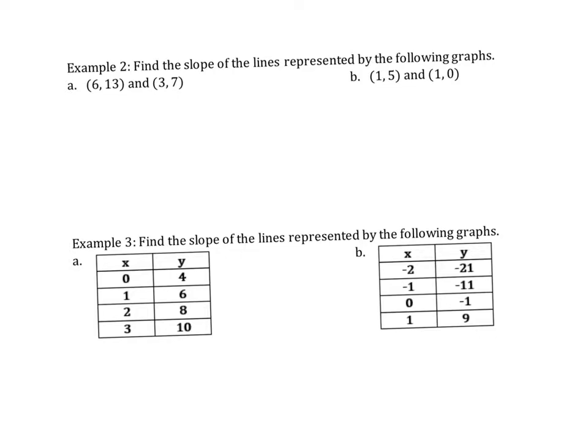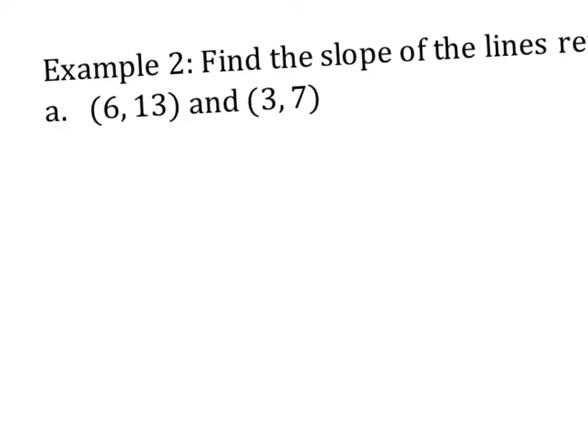So I want you to remember the slope that I gave you on the last slide: y2 minus y1 over x2 minus x1. So the first thing I would do is label those 2 points. Pick one of them to be point 1, pick one of them to be point 2. It doesn't really matter which way you go. I would just label x1, y1, x2, y2. Remember in a point, it's always x comma y.